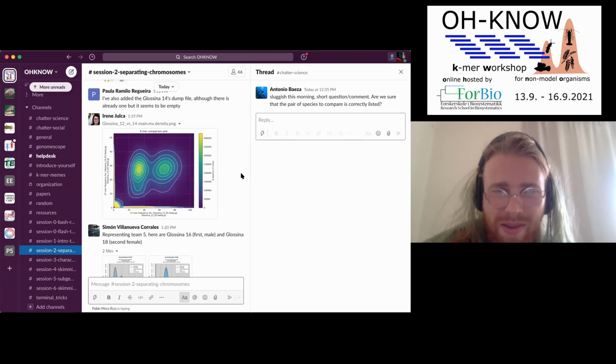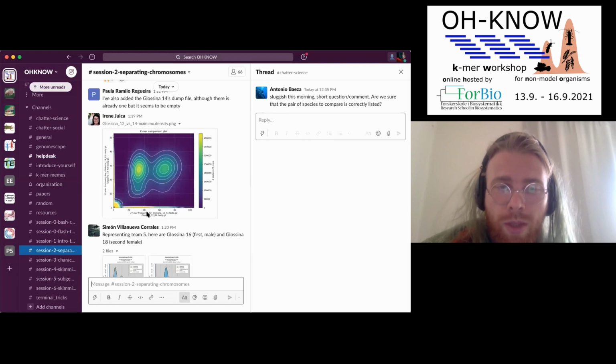Glossina 12, yes, and Glossina 14 is female. That's right. So now if we take a look on the margins, we see that there is a bit of population variability, but we also see that the males have a lot more male specific gametes. So this is our Y chromosome.